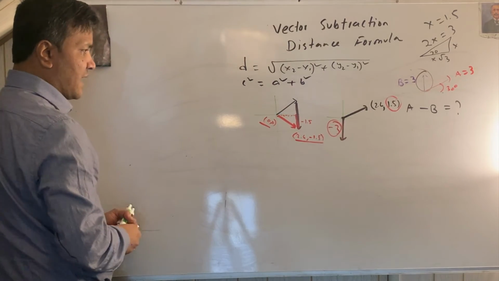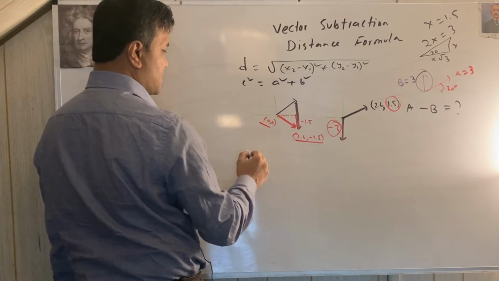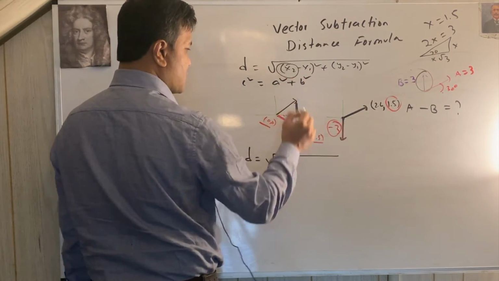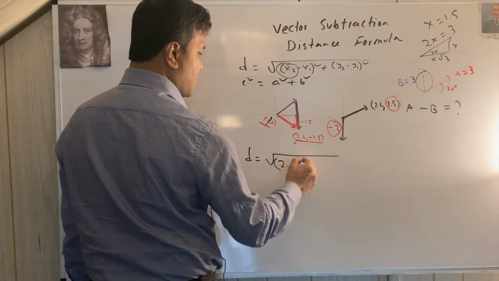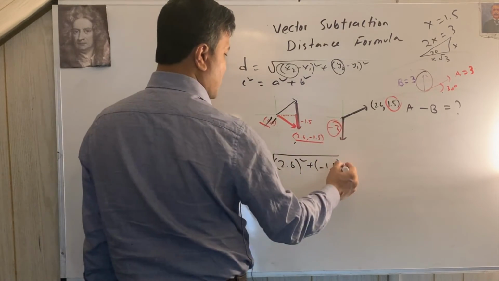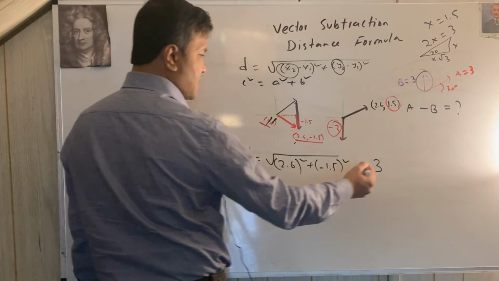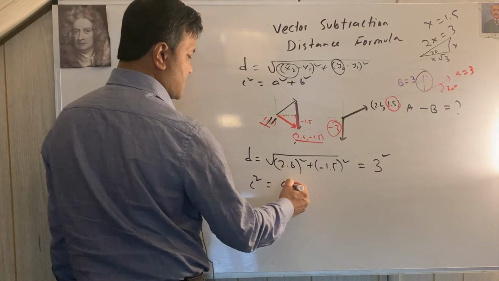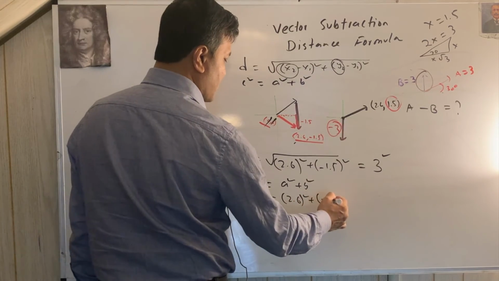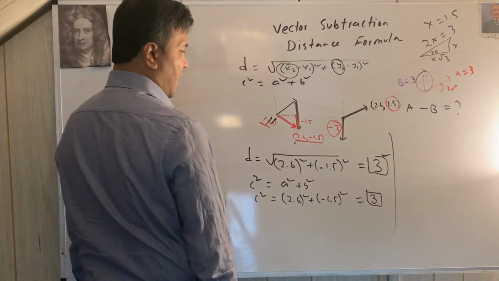So now that I have two points, I can use either the Pythagorean theorem or the distance formula. Let's first use the distance formula. We have x2, which is 2.6, minus x1, which is 0, squared, plus y2, which is negative 1.5, minus 0, squared, which gives us 3. This distance formula gives us the Pythagorean theorem. Let's see what it gives us: a squared plus b squared equals c squared, so a squared is 2.6 squared plus b squared is negative 1.5 squared, which also gives us 3.